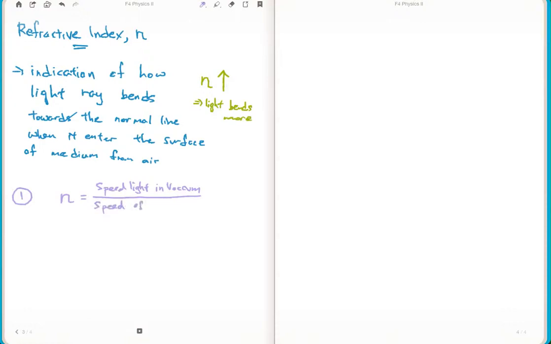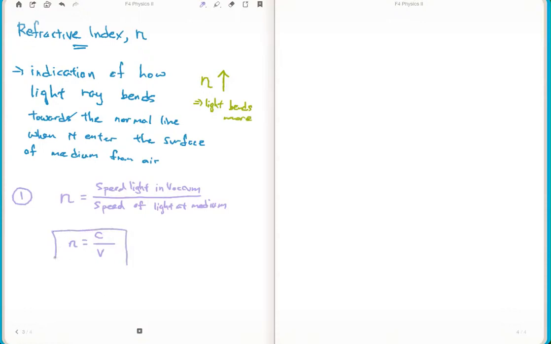So n equals the speed of light in vacuum over the speed of light in the medium. Regardless of whether the light travels from the glass out to the air or from the air into the glass, it doesn't really matter. Refer to my first video for the speed of light. Regardless of the direction.